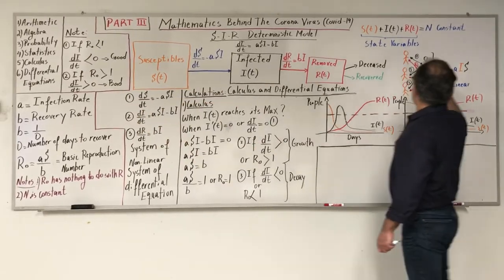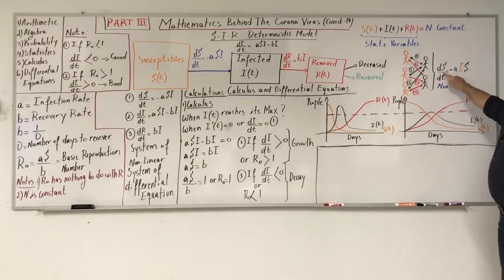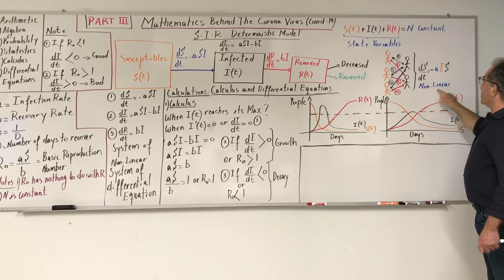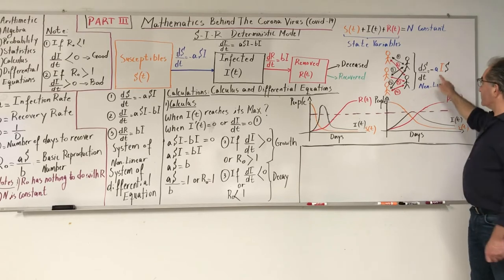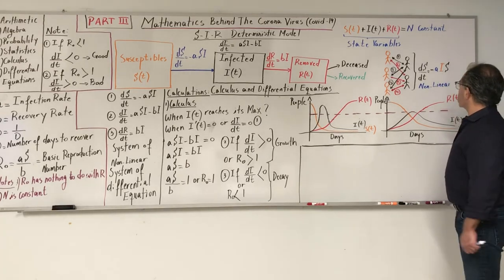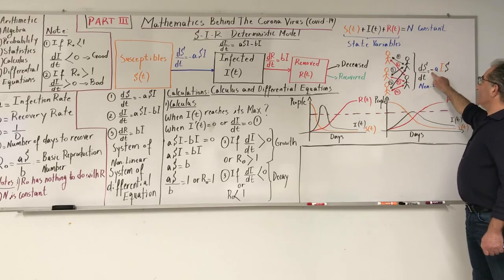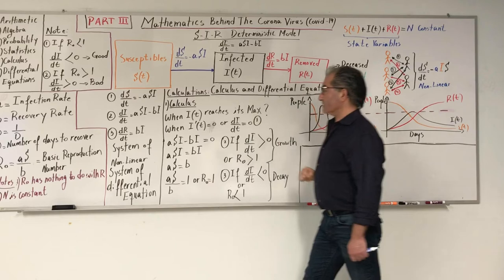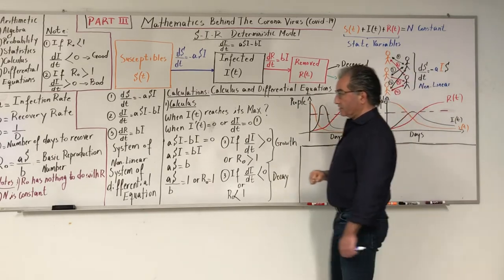So that's why we write dS/dt equals negative a times I times S. So the instantaneous rate of change is proportional to I and S. And this is a non-linear system because we're multiplying two state variables together. Negative because the number of susceptible people decreases. So that's the first equation.